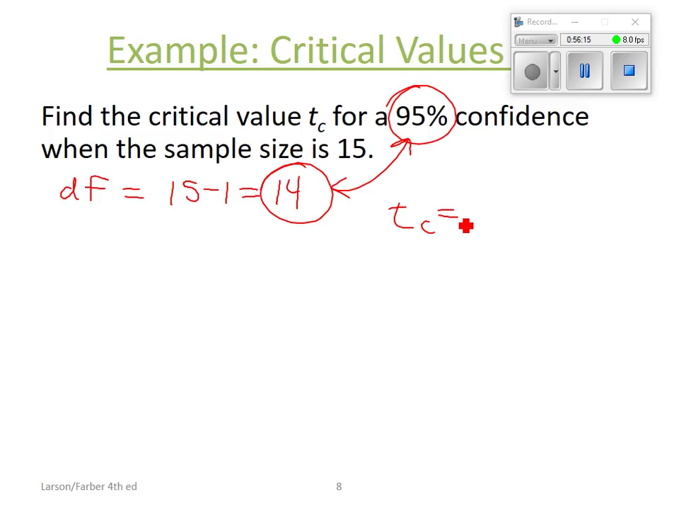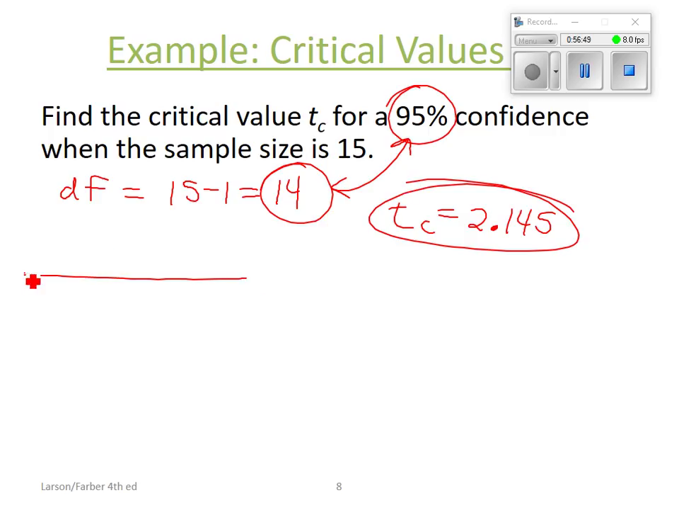On your chart, look down at your degrees of freedom. It's right down the side here. We go down to what this time? 14. All we're looking at is this top part right here. The one tail and the two tail, that's going to come later. That's not right now, so don't worry about the one tail and the two tail. We go over to 95, down to 14. So your TC is 2.145. That's your critical value.